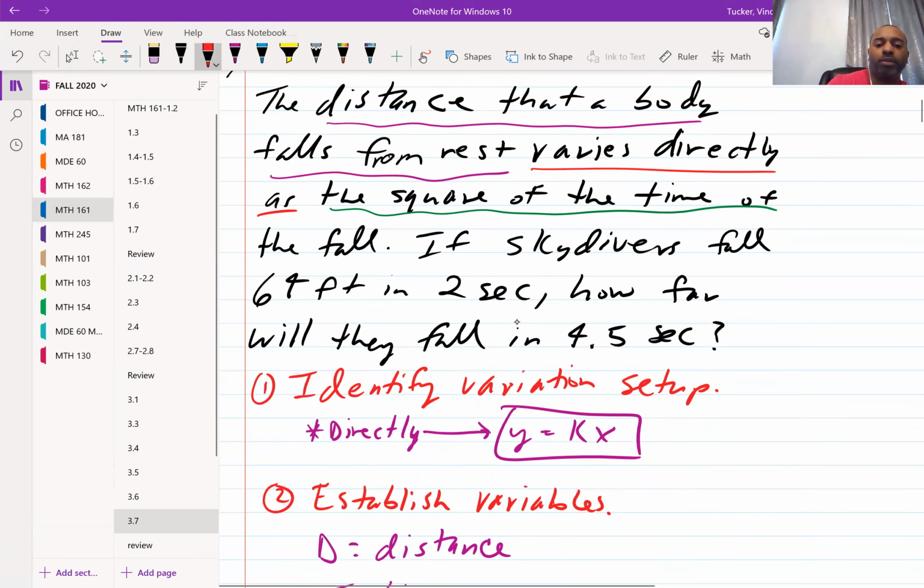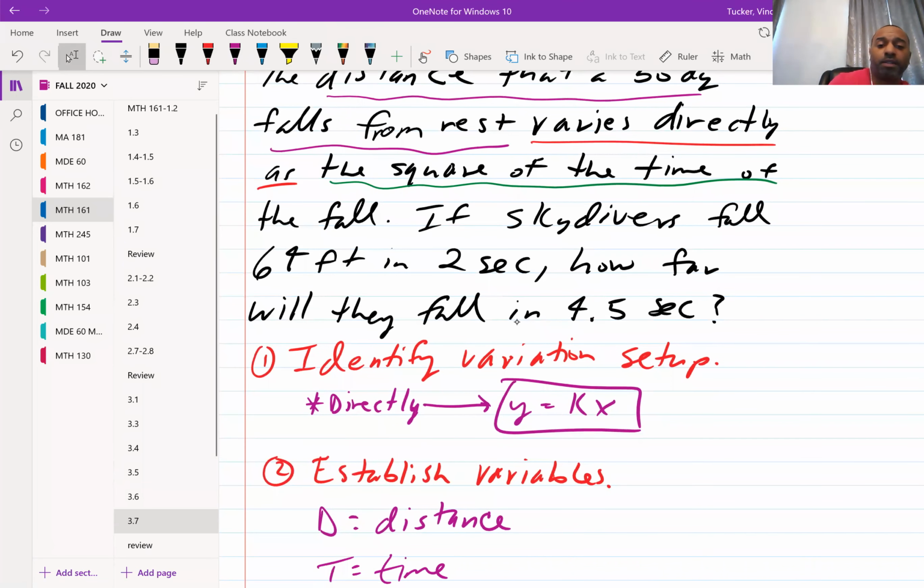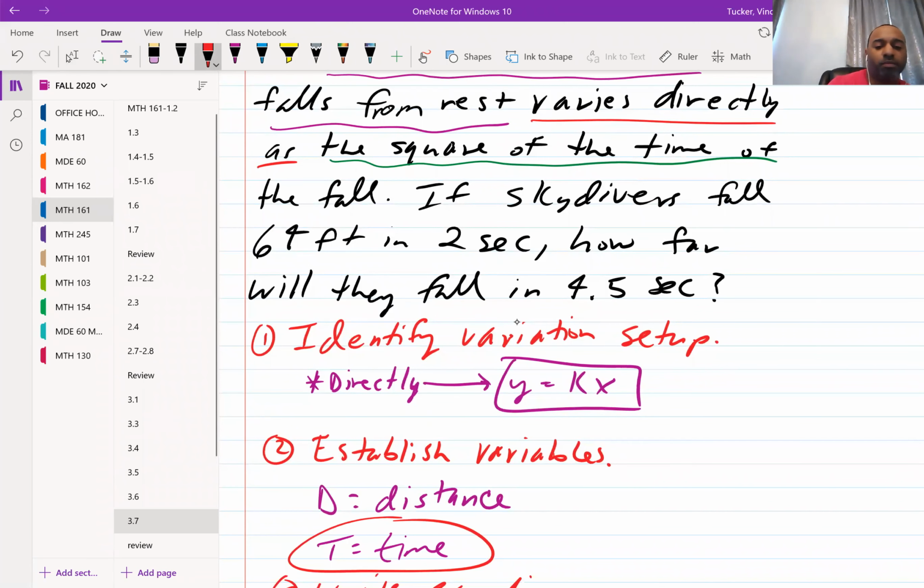Second, we want to establish our variables, and we do that by first looking at our key phrase, varies directly. What comes in front of that is the distance that a body falls from rest. So that's going to be d for distance. After that, the square of the time of the fall. So we use t for time. It's up to you what variables you want to use. It'd probably be best if you use something that is close to what you're dealing with, like I use d for distance, t for time. But if I want to use r for distance and z for time, that's fine as long as you know what you're doing. So that's what I decided to use. Any questions on step one, step two?